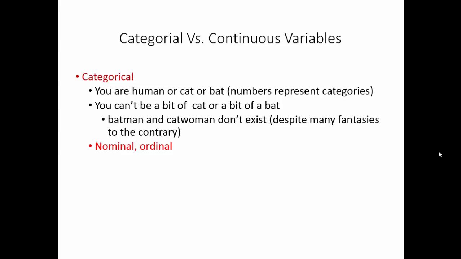So a categorical variable, well, the numbers represent categories. You can't be a little bit of the category. You either are in the category or you're not. So the most simple example I would say is probably male, female. Now, of course, some of you will object and say that there's in-between cases.